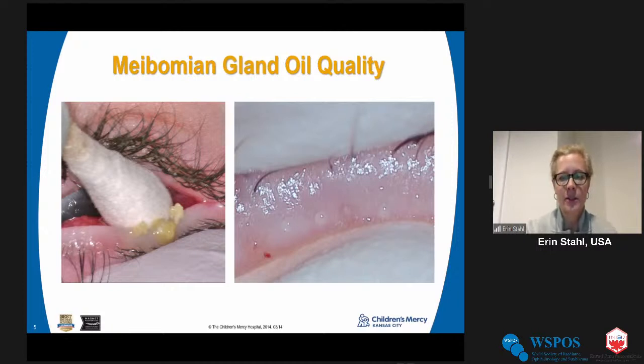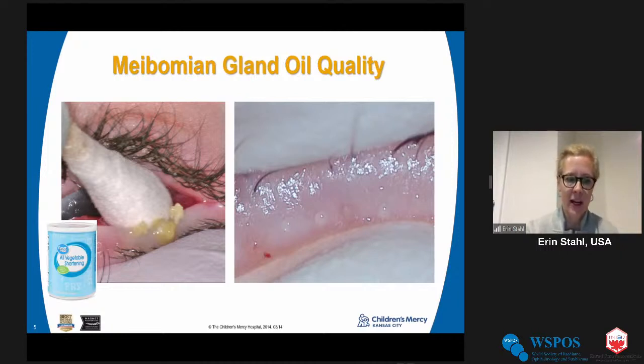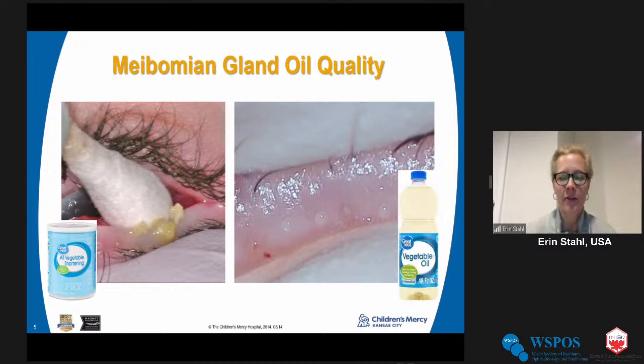When I talk to families about lid hygiene, I equate these oils to vegetable shortening. I don't know what that is across the world, but a thick fat, as opposed to a vegetable oil, which is thin and clear. So when we talk about the role of heat in lid hygiene, it's to turn that fat into something that's mobile and can be expressed. So obviously, this is what we want.